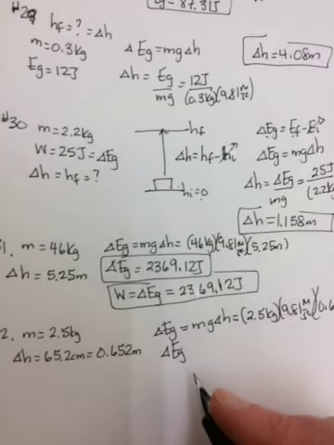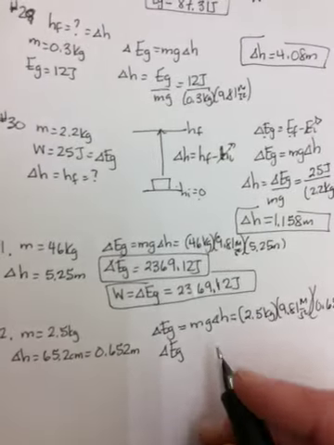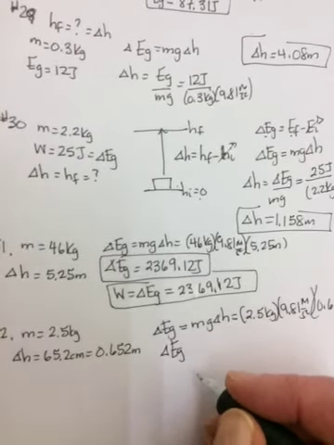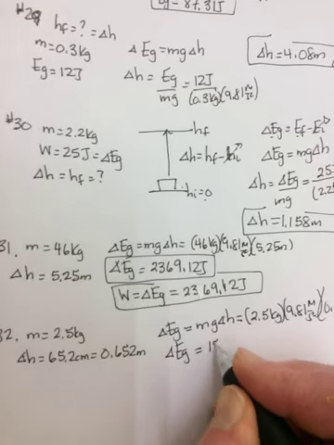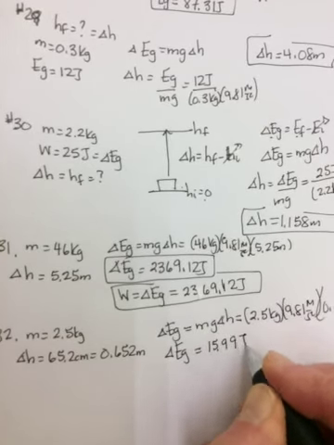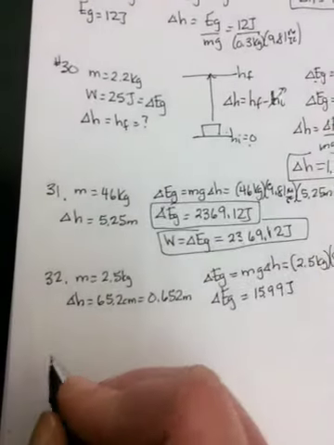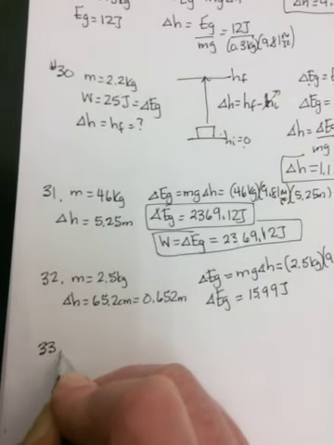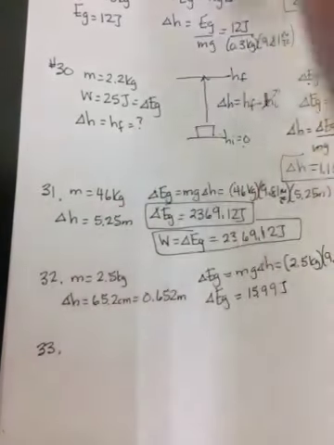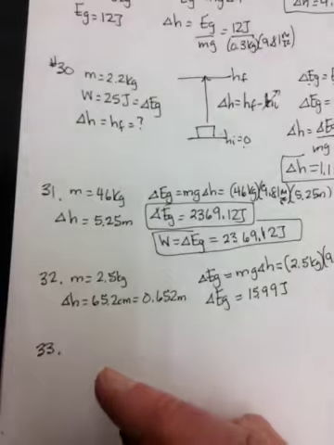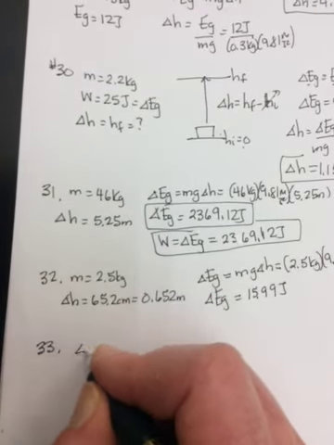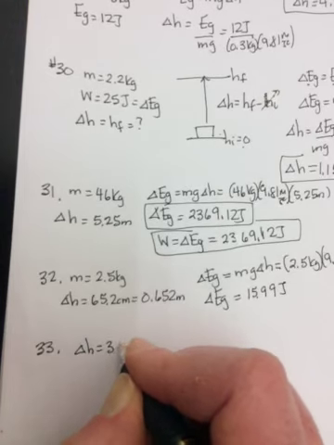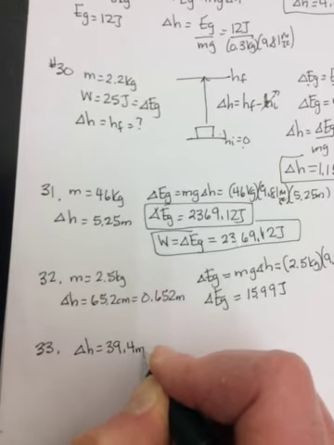And when you do this, you should get a delta Eg to be, did I do the right question? Find the gravitational potential. I did, okay. You should get it to be 15.99 joules, I believe. Okay, and the last one, number 33. And again, I skipped 34 just because it was a little weird wording. Roller coaster lifts a passenger up a vertical height of 39.4 meters. So delta H is 39.4 meters.